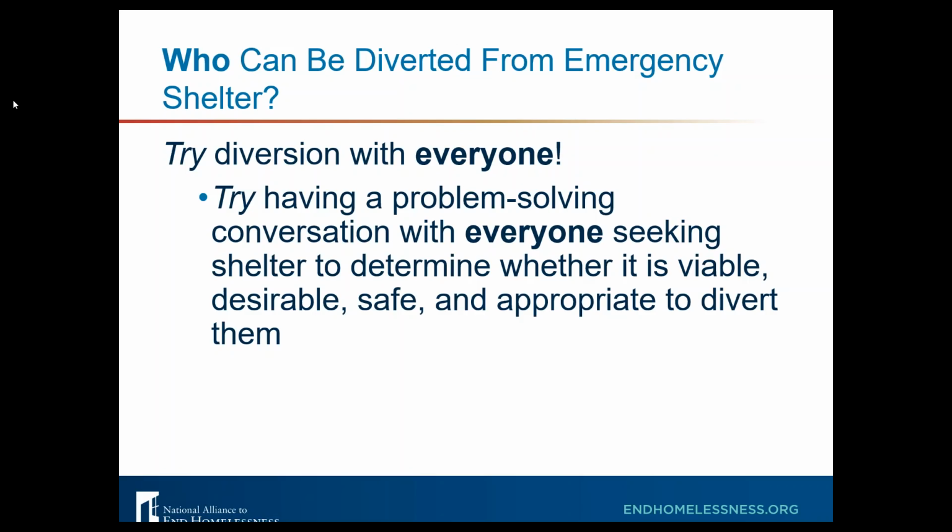So who can be diverted from emergency shelter? What we have heard communities tell us, and what we are seeing as being most effective, is to try diversion with everybody. Try having a problem-solving conversation with everyone seeking shelter to determine whether it is viable, whether it is desirable for that person. We want to center this on client choice. But we want to make sure that it is also safe and appropriate to divert them.